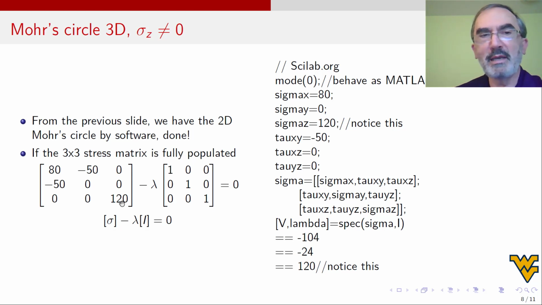But it's a valid example. It has sigma x and sigma z different from 0, sigma y 0, and tau y negative. If I calculate the eigenvalue and eigenvector, then I should get everything. The code is the same code. The only difference is this: I put a 120 there. This code didn't change, this didn't change. Now, of course, the numbers are going to be minus 104, minus 24, and 120. You see, we get another number, and it's the principal value, because there is no shear in that plane, the XZ plane.